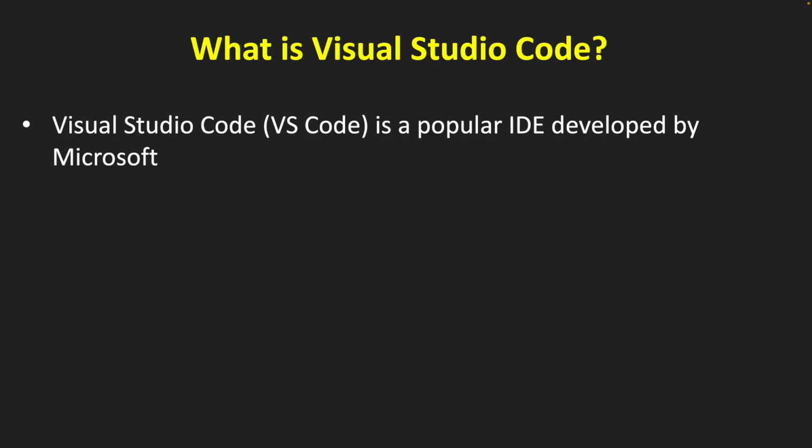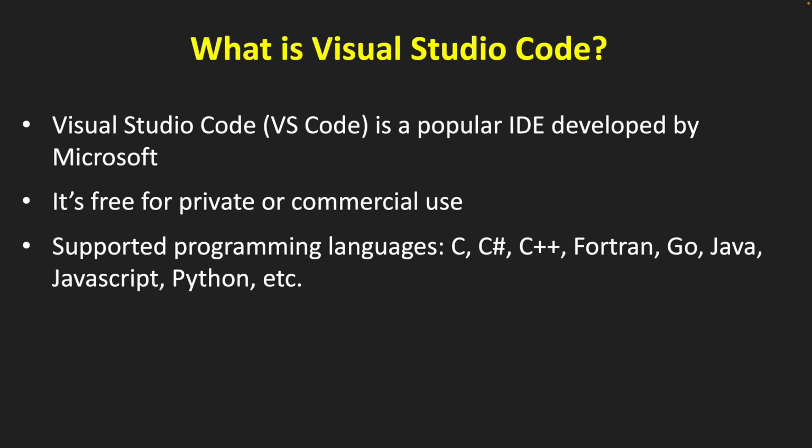So what is Visual Studio Code? You know, Visual Studio Code, or VS Code for short, is the popular IDE developed by Microsoft Corporation. It's free for private or commercial use. The supported programming languages in Visual Studio Code are C#, C++, Fortran, Go, Java, JavaScript, Python, and more. And the official homepage of Visual Studio Code is code.visualstudio.com.